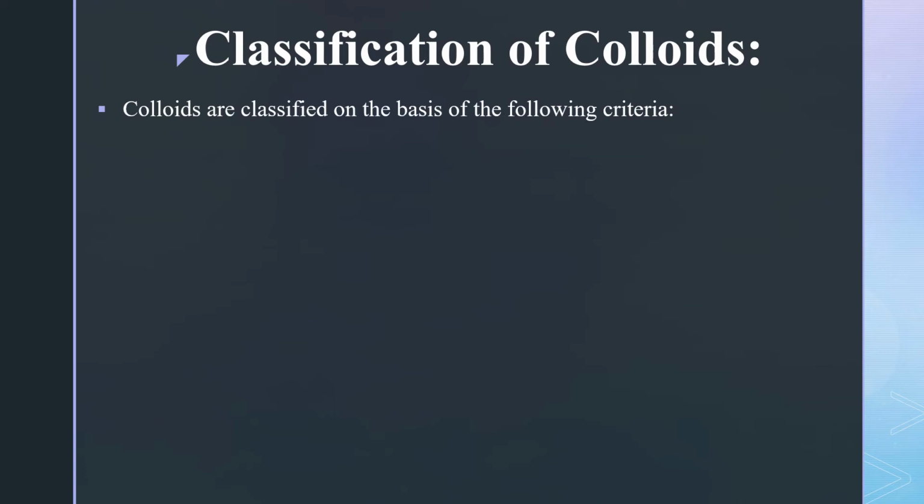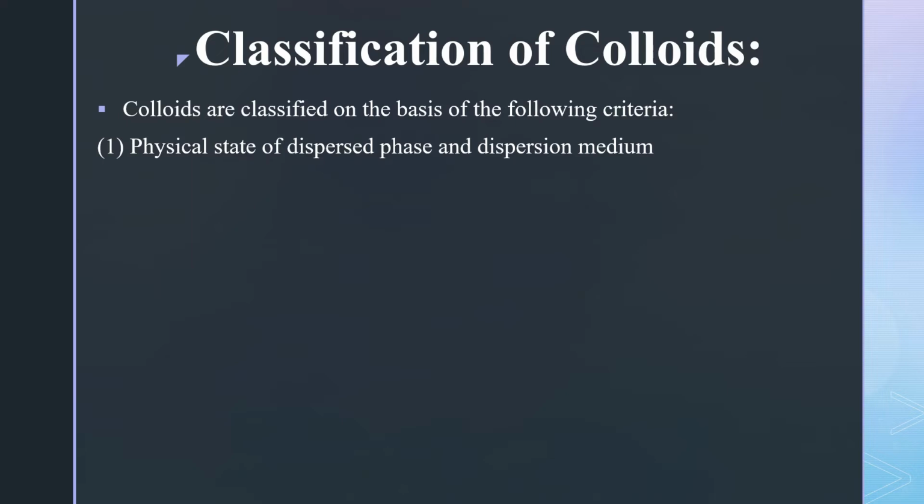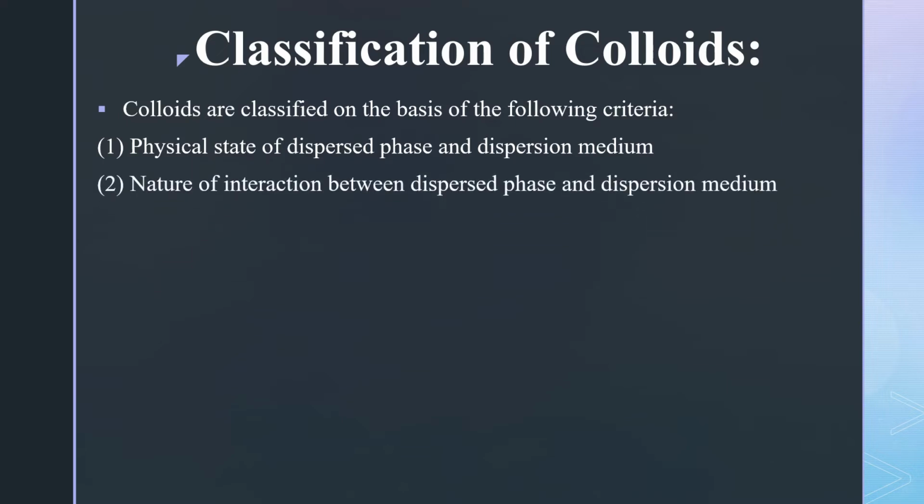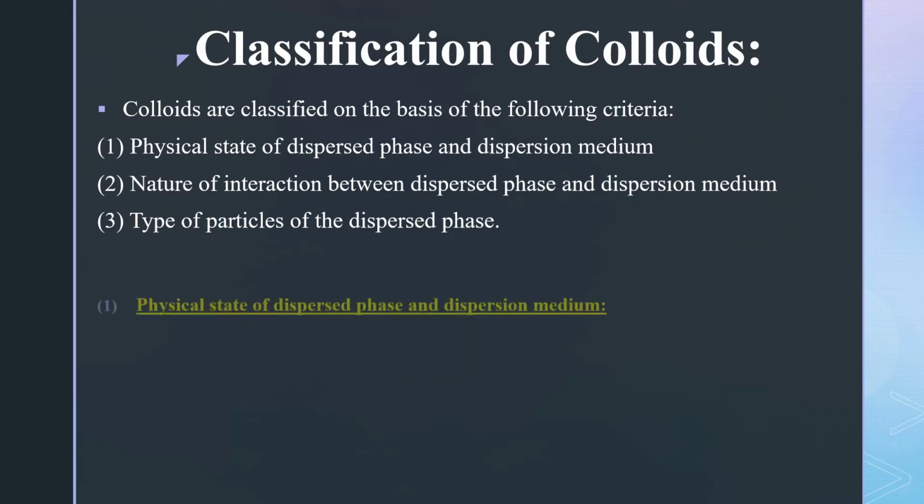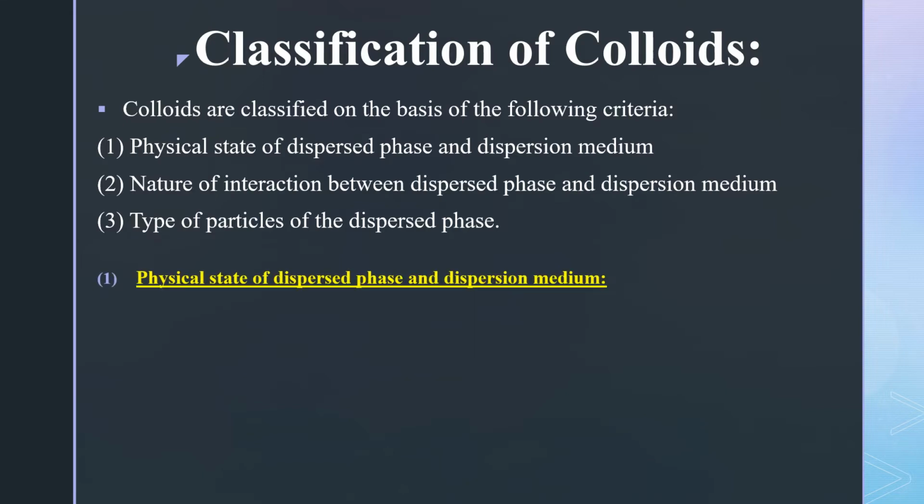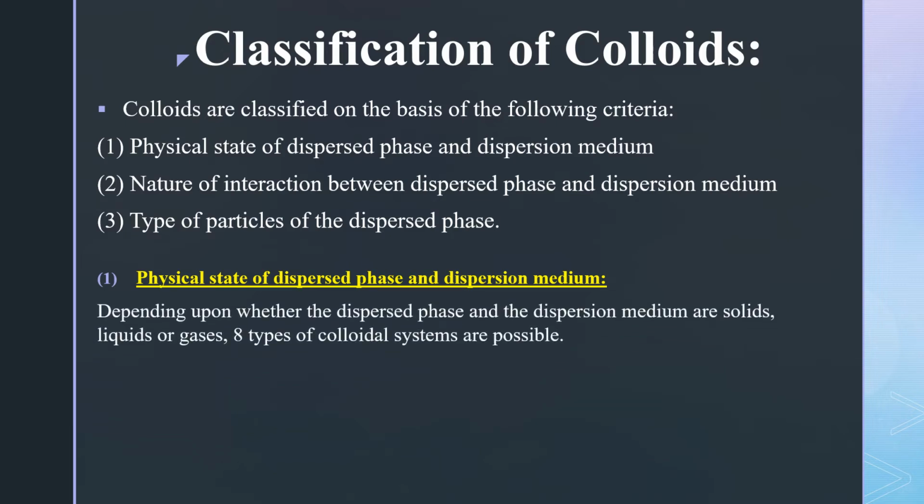Now come to classification of colloids. Colloids are classified on the basis of the following criteria. First is physical state of dispersed phase and dispersion medium, second is nature of interaction between dispersed phase and dispersion medium, and third is type of particles of the dispersed phase. First of all, on the basis of physical state of dispersed phase and dispersion medium, depending upon whether the dispersed phase and dispersion medium are solids, liquid or gases, 8 types of colloidal systems are possible.